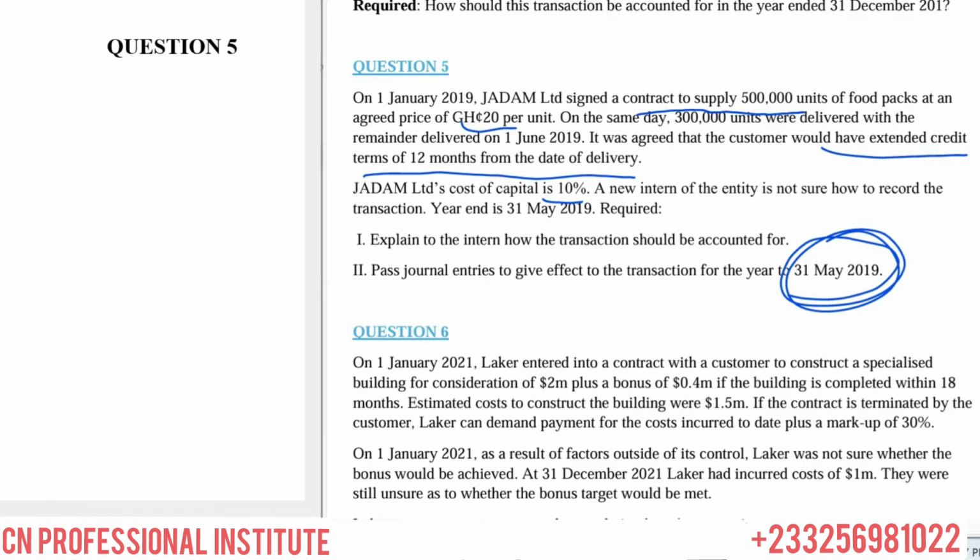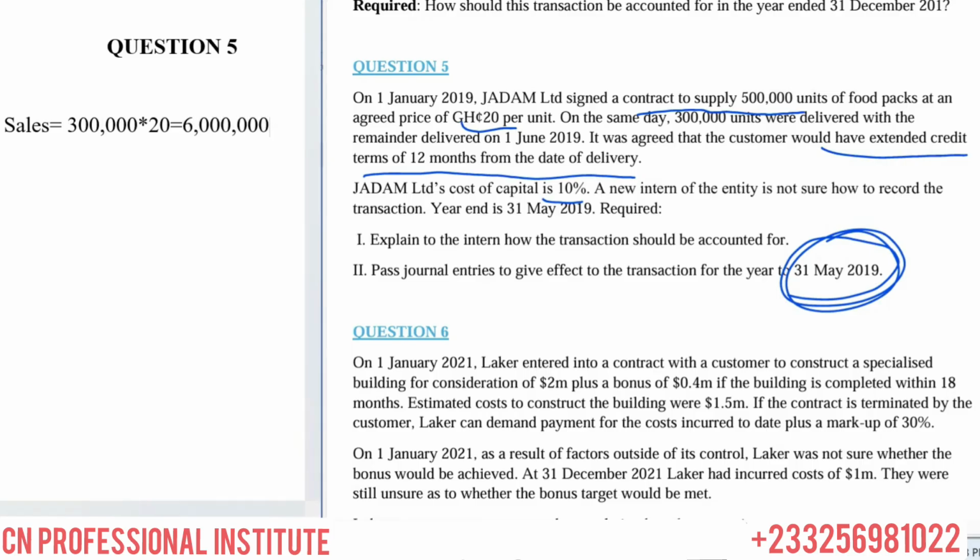We are going to record revenue for only the 300,000 because the performance obligation is satisfied for the 300,000. The 200,000 will be recorded the following accounting year, not for the year ended 31st May 2019. So very simple. Here we will say total revenue, or contract price, or we can even say sales. Our sales is for the 300,000 times 20 cedis per pack. You multiply, and this gives us 6 million.